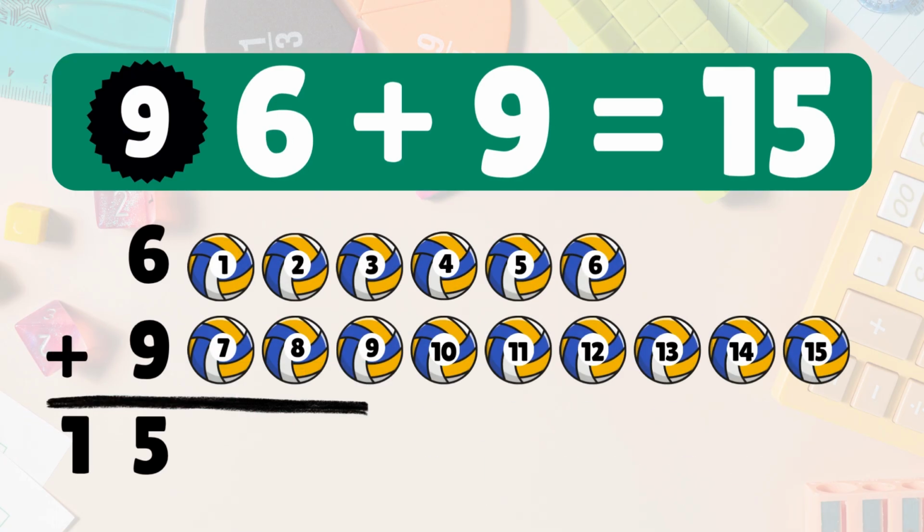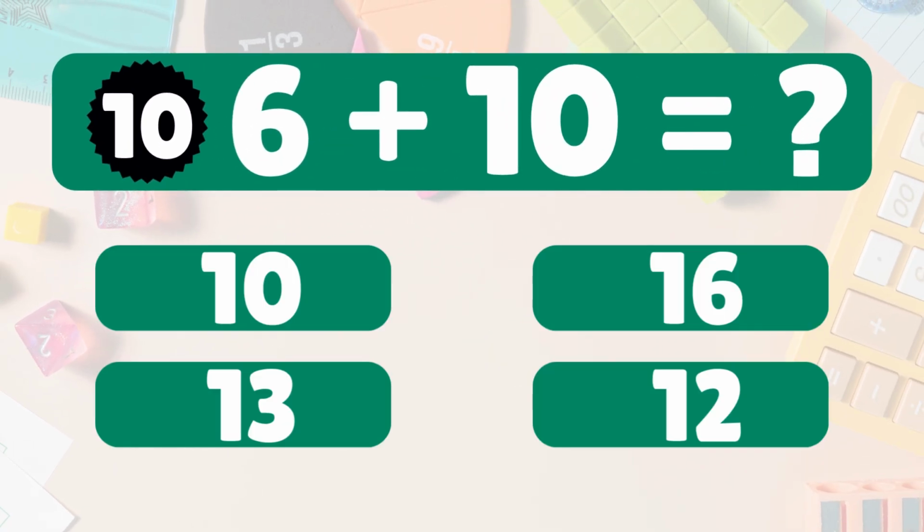Next, 6 plus 9 equals what? 6 plus 9 equals 15. Let's count together. 1, 2, 3, 4, 5, 6, 7, 8, 9, 10, 11, 12, 13, 14, 15. You've got this. 6 plus 9 equals 15. Awesome.